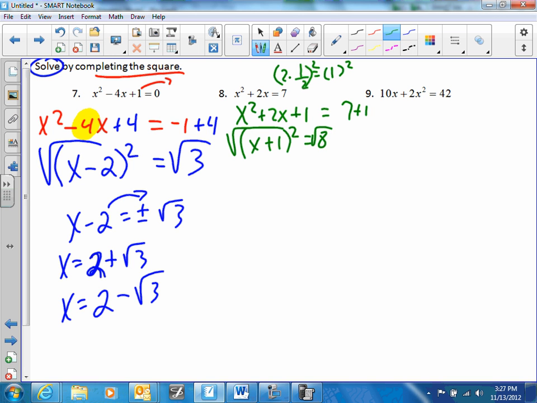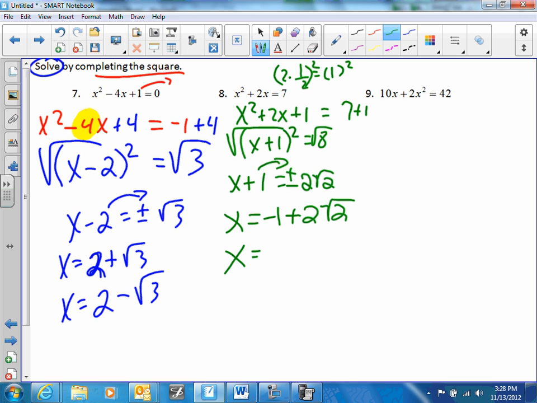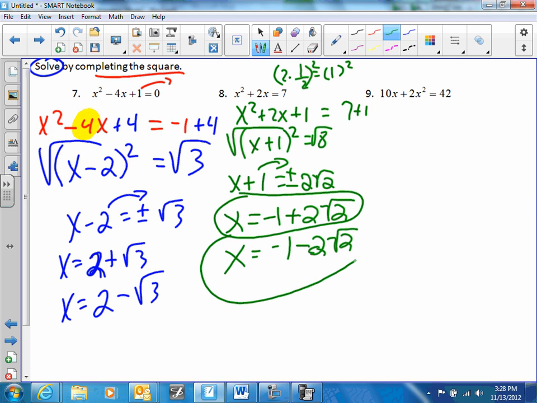Square root, x plus 1. Now the calculator can simplify the square root of 8 for you, and it turns out to be plus or minus 2 root 2. Okay? And you end up getting x, when you move that 1 over, x is equal to negative 1 plus 2 root 2, and x equals negative 1 minus 2 root 2. Okay? So there are my two answers. And I forgot to do these as well.